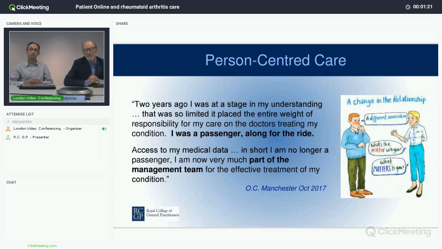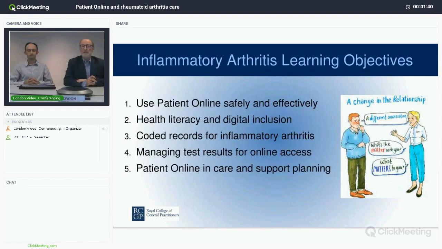And for me, that captures the whole ethos of the reasons for giving patients access to their records online. I've been doing it in my practice since 2006 and found it really, really helpful for some patients. And we're going to talk today about how you can achieve the same thing. This is what we hope you'll learn from the webinar.